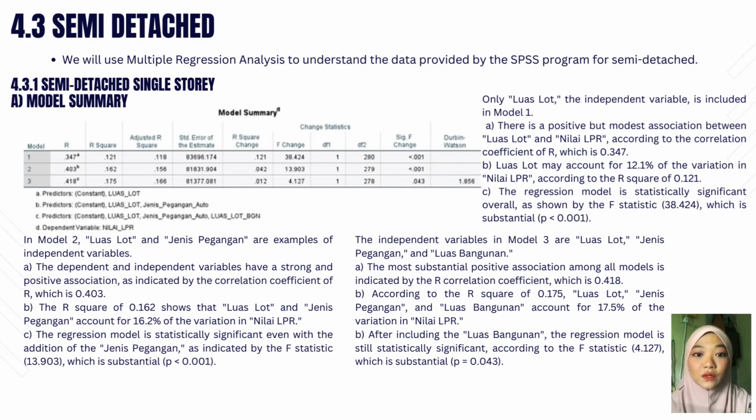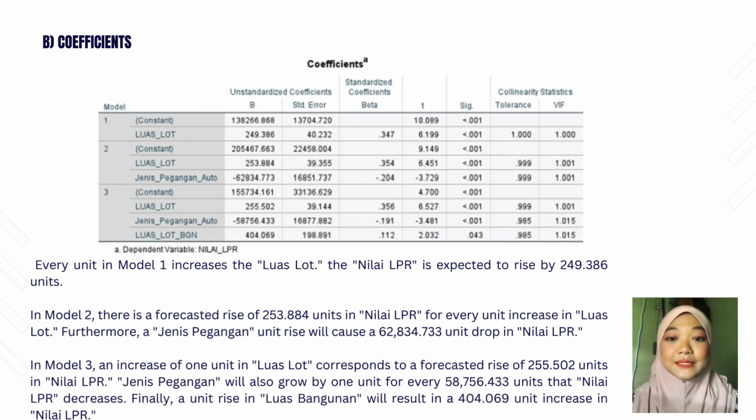According to the R-square of 0.175, luas lot, jenis pegangan, and luas bangunan account for 17.5% of the variation in nilai LPR. After including luas bangunan, the regression model is still statistically significant according to the F statistic of 4.127, which is substantial, P equals 0.043. Next is the coefficients. For every unit increase in luas lot in Model 1, the nilai LPR is expected to rise by 249.386 units.